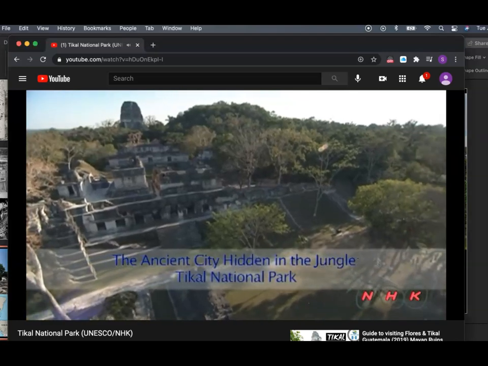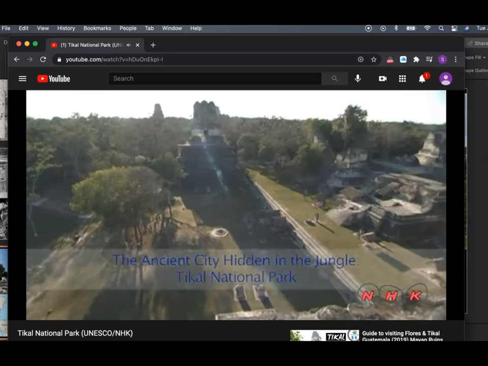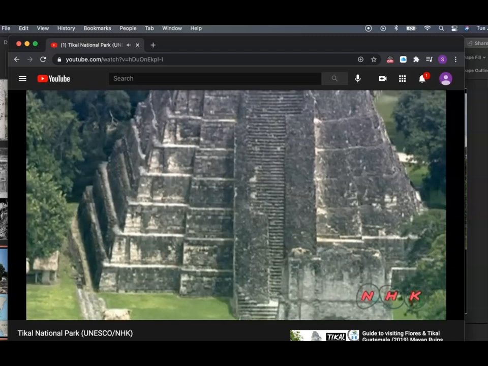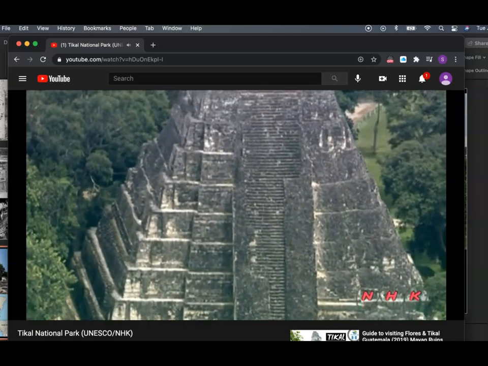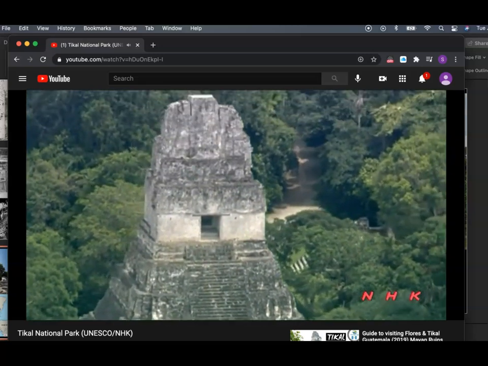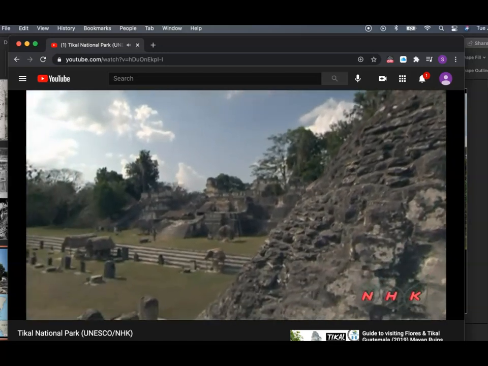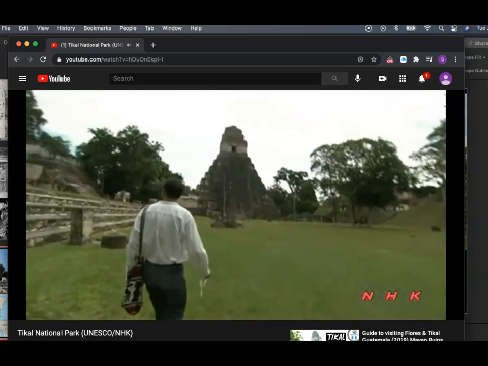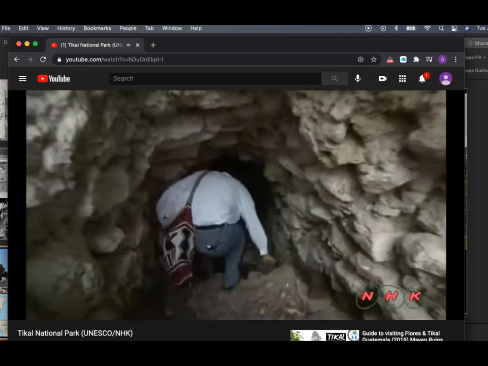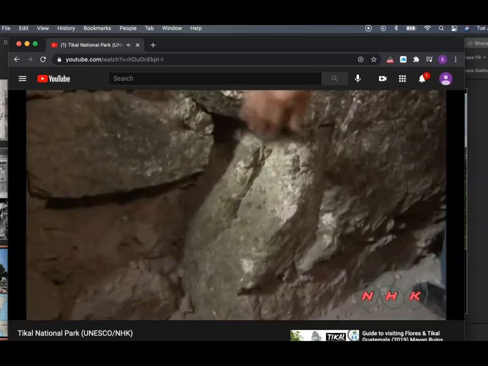The ancient city hidden in northern Guatemala, Tikal National Park. Tikal was one of the largest ancient cities of the Mayan civilization. The city thrived for nearly 1,000 years, but was suddenly abandoned during the 10th century. The remains of the ancient city of Tikal, deep in the Guatemalan rainforest, were discovered by a missionary priest at the end of the 17th century. In 1956, an excavation project began to uncover and examine the ruins.